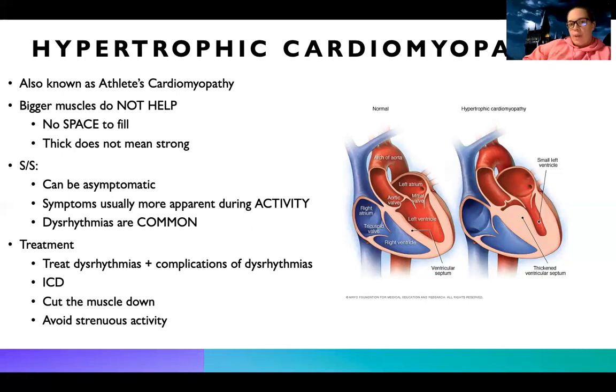So how are we going to treat this patient that has this big, thick muscle? If you want to think of it like the athlete's cardiomyopathy, think of it like the big, thick, strong muscle of an athlete. But even though they have it, there's just no space to get that cardiac output. So what am I going to do? If they have dysrhythmias or they're at risk, I'm going to treat their dysrhythmia and any complications. If they're in atrial fibrillation, I'll treat them with anticoagulation so that they don't get blood clots. And if they have any ventricular dysrhythmias, they may be on medications to treat each individual dysrhythmia.